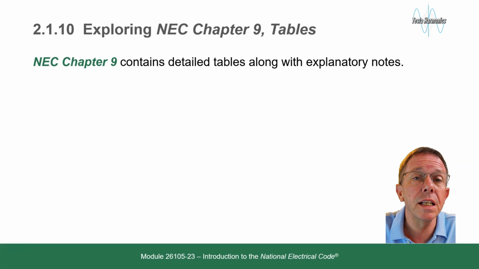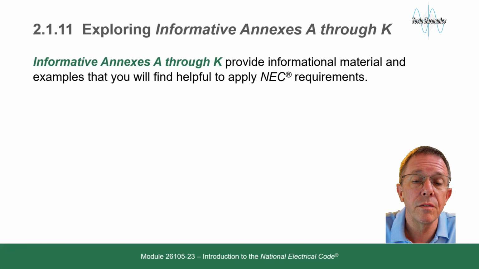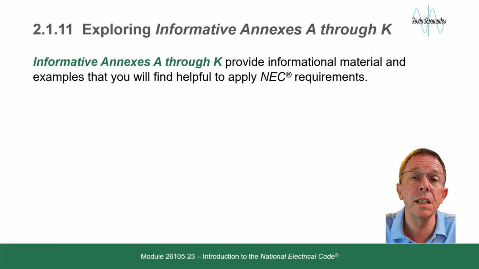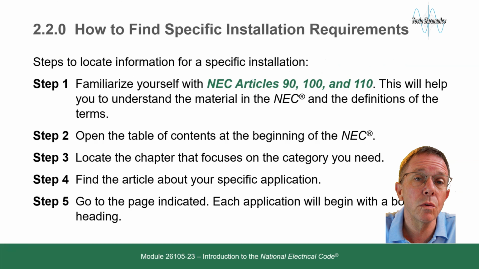Exploring NEC Chapter 9, Tables. NEC Chapter 9 contains detailed tables along with explanatory notes. Exploring Informative Annexes A through K. Informative Annexes A through K provide informational material and examples that you will find helpful to apply NEC requirements. How to find specific installation requirements: steps to locate information for a specific installation.